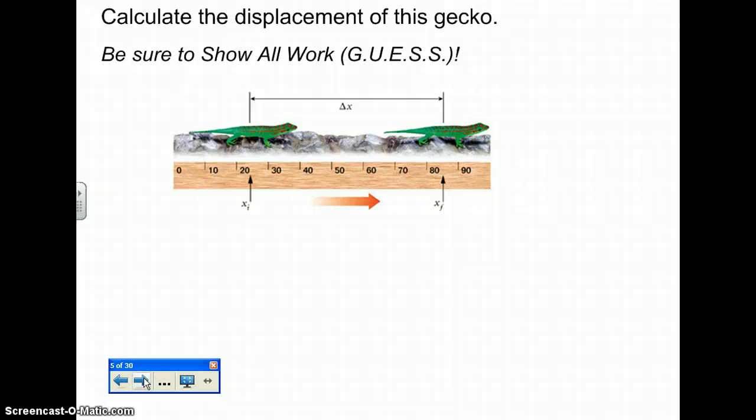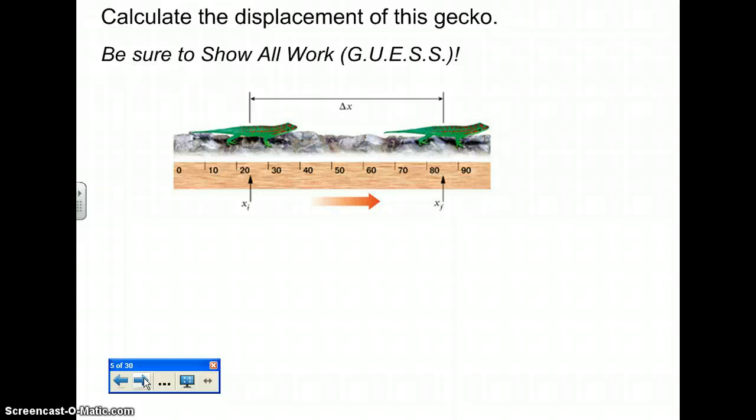Okay, so let's try this. Look at this gecko here. Let's say that this gecko is moving in meters, guys. So it took a very long time for it to move from position A, initial displacement, to final one. But what I really want to do here is assess the idea of GUESS. So follow along with me here. Go ahead and talk out loud.